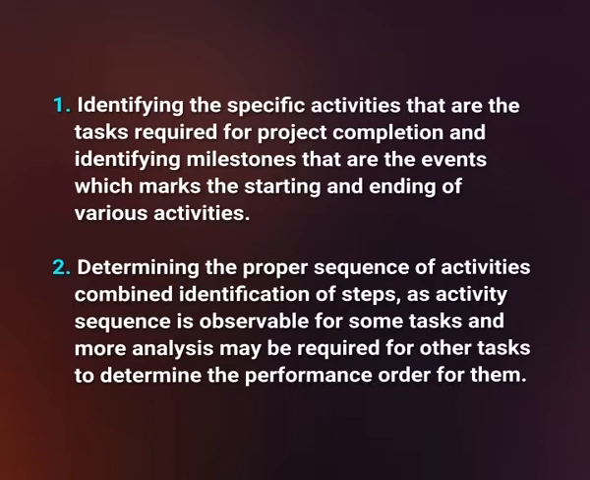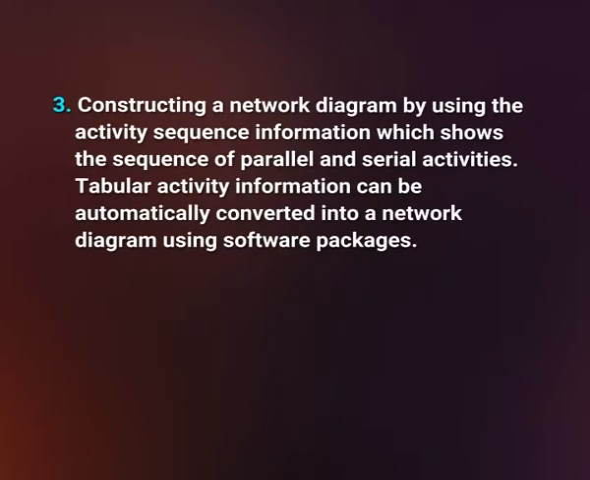Determining the proper sequence of activities, combined with identification of steps, as activity sequence is observable for some tasks and more analysis may be required for other tasks to determine the performance order for them. Next step is constructing a network diagram by using the activity sequence information, which shows the sequence of parallel and serial activities. Tabular activity information can be automatically converted into a network diagram using software packages.